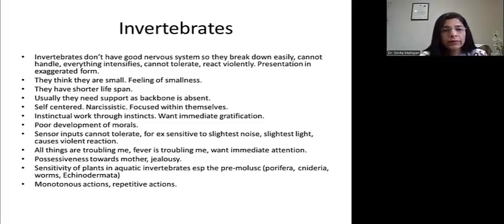And then sensory inputs they cannot tolerate. So you will also see in invertebrate cases that they have sensitivity to noise, sensitivity to bright light, and there will be an immediate reaction to that. They will have a violent reaction. And all their talk will be, all the things around me are troubling me. The fever is troubling me, the headache is bothering me, they are doing this, and this is happening to me.